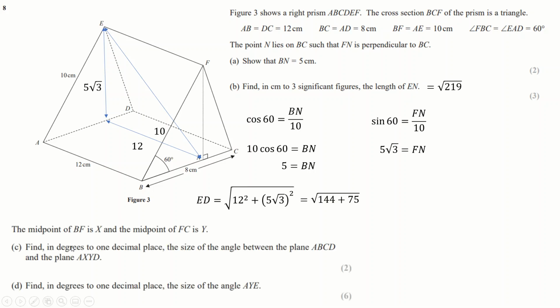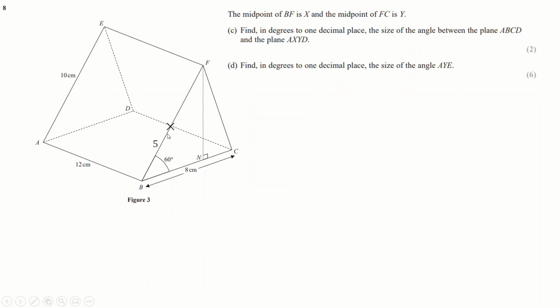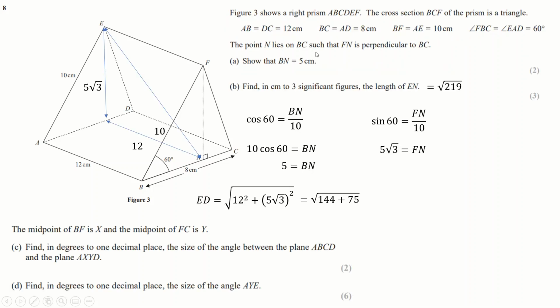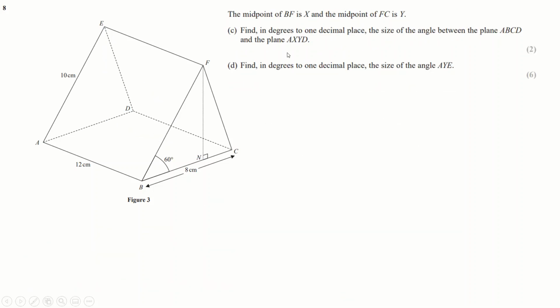Part C. Find in degrees to 1 decimal place the size of the angle between... BF is X, which is like halfway. What am I doing here? Oh, okay, so I copied this question up here because I need more space. BF is X, so that's kind of halfway along here. Now we worked out that this is 10, so BX is just half of that, is 5. And we've also got a midpoint between F and C.